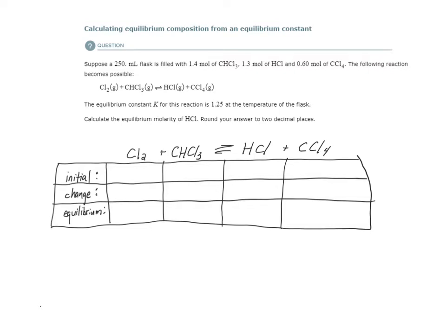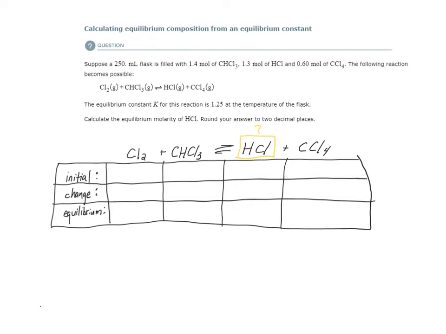So the first thing that we need to do is determine our initial concentrations, because what they ask us is to calculate the equilibrium concentration of HCl. So they want the concentration of this. What is the concentration of that at equilibrium?